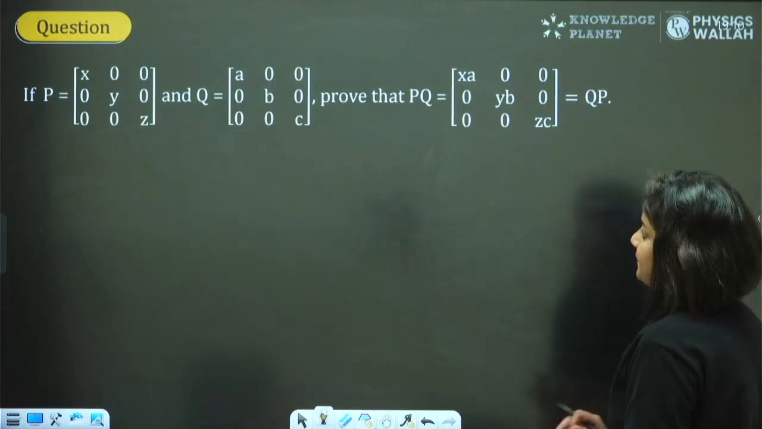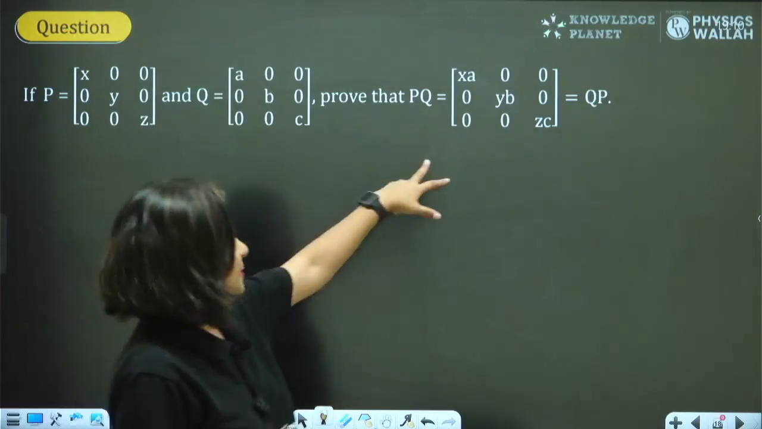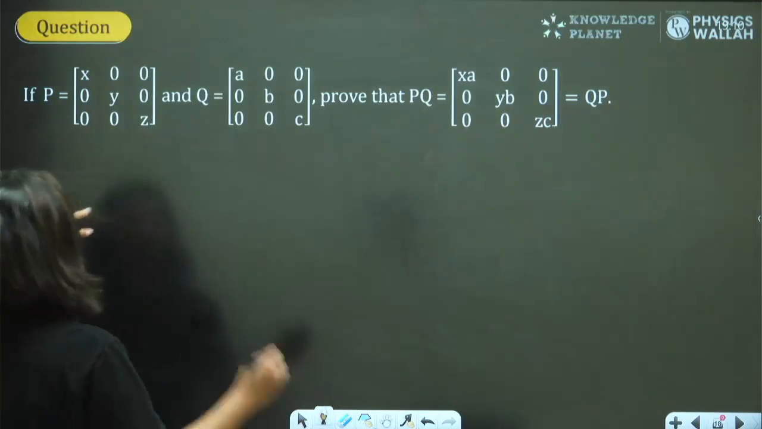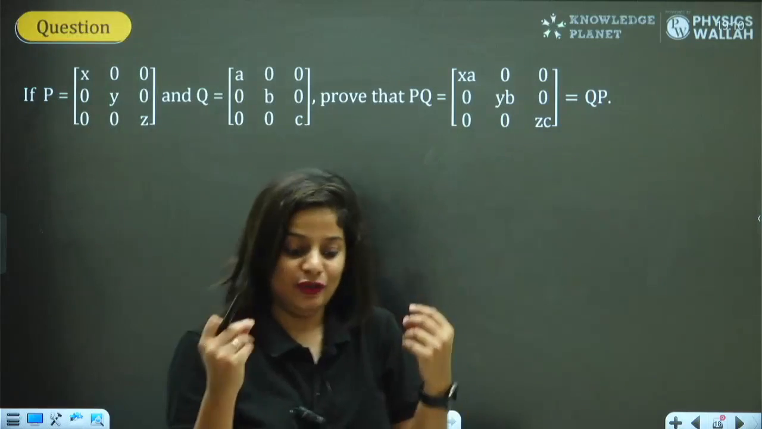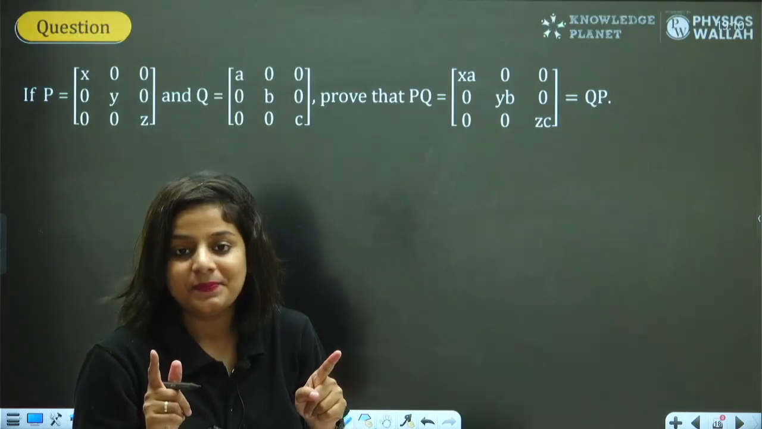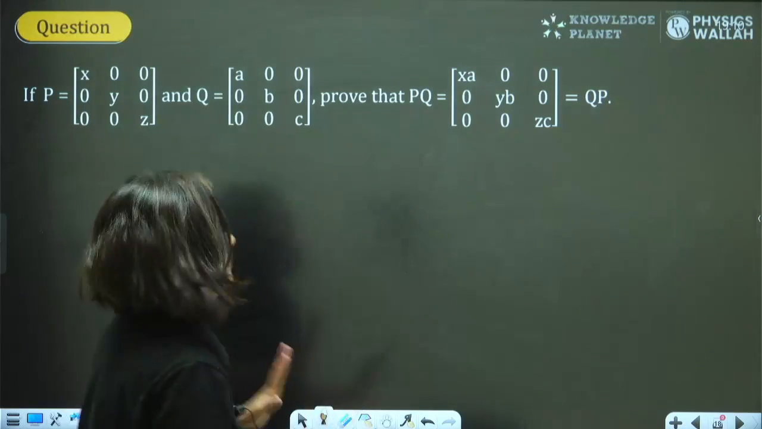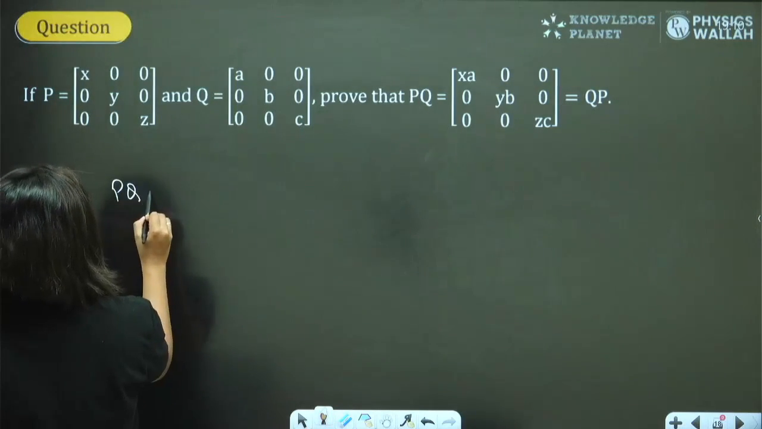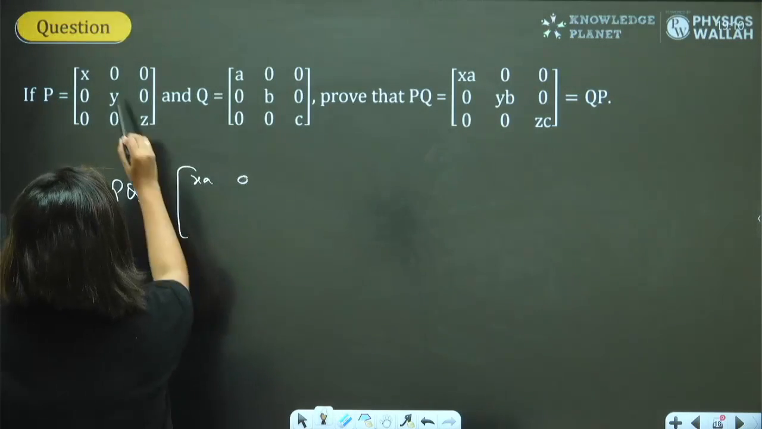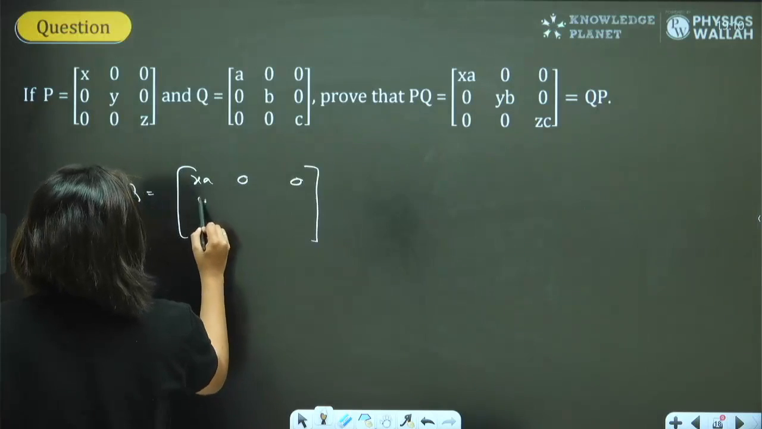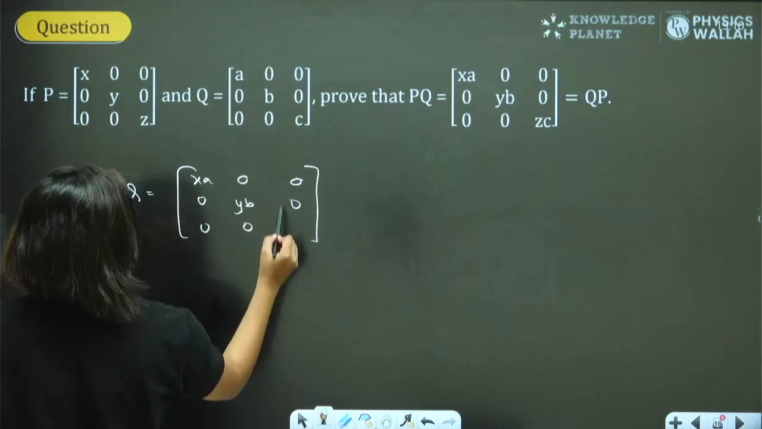Very nice. Next, PQ is given. Prove that PQ is equal to something and it is equal to QP. People, remember that whenever you multiply any two diagonal matrix, the diagonal elements get multiplied. So if you are doing P into Q, X into A is what you will get. Rest everything will be 0. That's a shortcut, please remember. Y into B and Z into C.